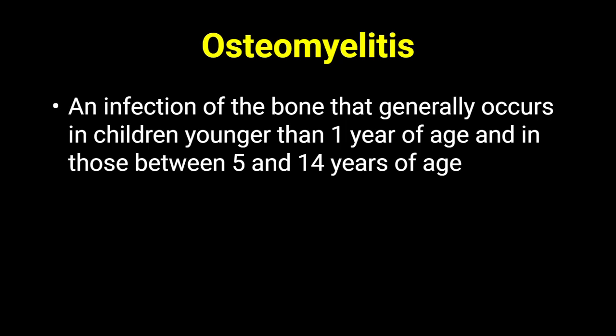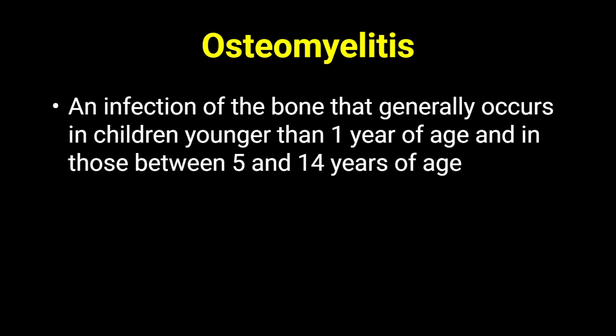The slide notes that osteomyelitis most commonly occurs in infants younger than 1 year of age and in school-age children between 5 and 14 years old. These age groups are more susceptible because of the unique blood supply to their growing bones. Most cases of osteomyelitis develop through hematogenous spread, meaning bacteria travel through the bloodstream from another site in the body and become lodged in the bone.